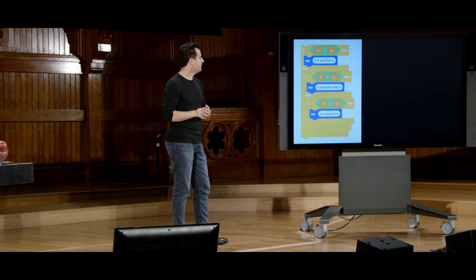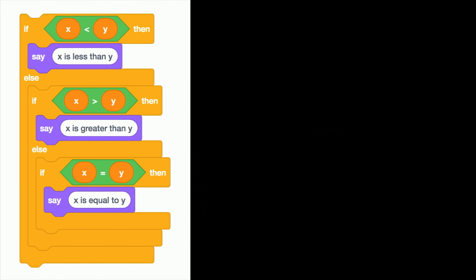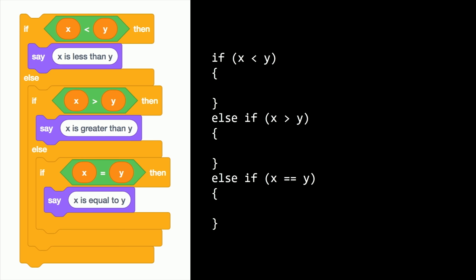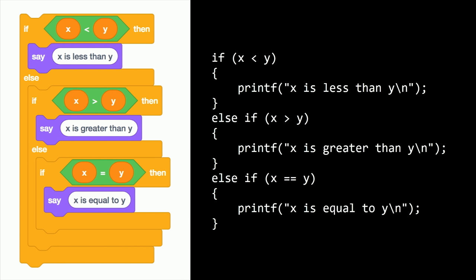All right, how about this one? If, else if, else if. Now notice we're just kind of reusing the if, else if block and then another if block down here. Turns out in C, it's almost a little easier. You can literally just say this. If x is less than y, do this with curly braces. Else if x is greater than y, do this in curly braces. Else if x equals equals y, do this in curly braces. And what do you want to do in each case? Different printfs based on the messages that we want to display.